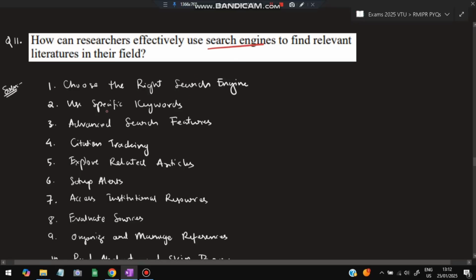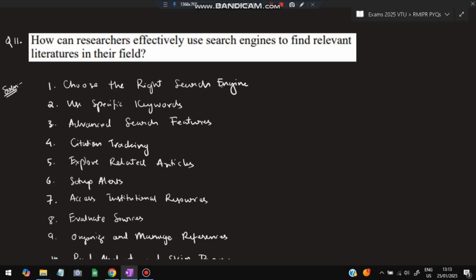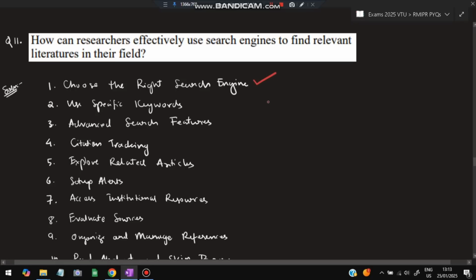Okay, the first is choose the right search engine. An example of a search engine can be Google Scholar, right? In Google Scholar, we can find articles, papers, journals, all those things. Those are specifically tuned to find research papers. So we have to first choose the right search engine. After we have the right search engine, use specific keywords about your topic. In your topic, the keywords could be river, trees, animals, and plants. All those are the keywords.